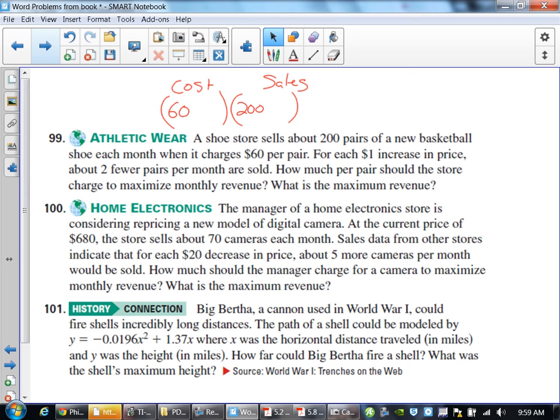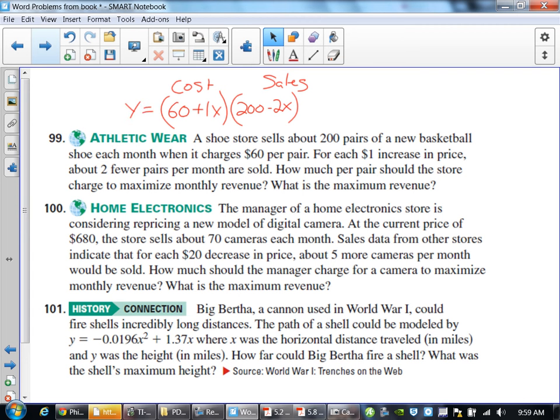Cost. Do we know how much? 1 plus 1x, because that value of x means if I increase it $1, $2, $3, the x changes itself through. How many fewer do I sell? Minus 2x. Gee, where do you put that in your calculator? In the y equals.